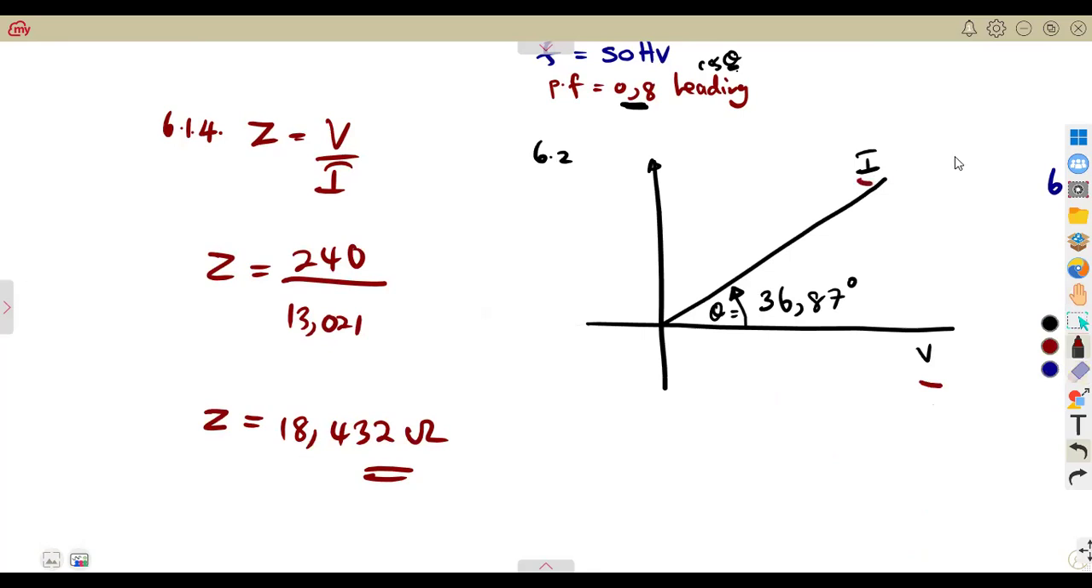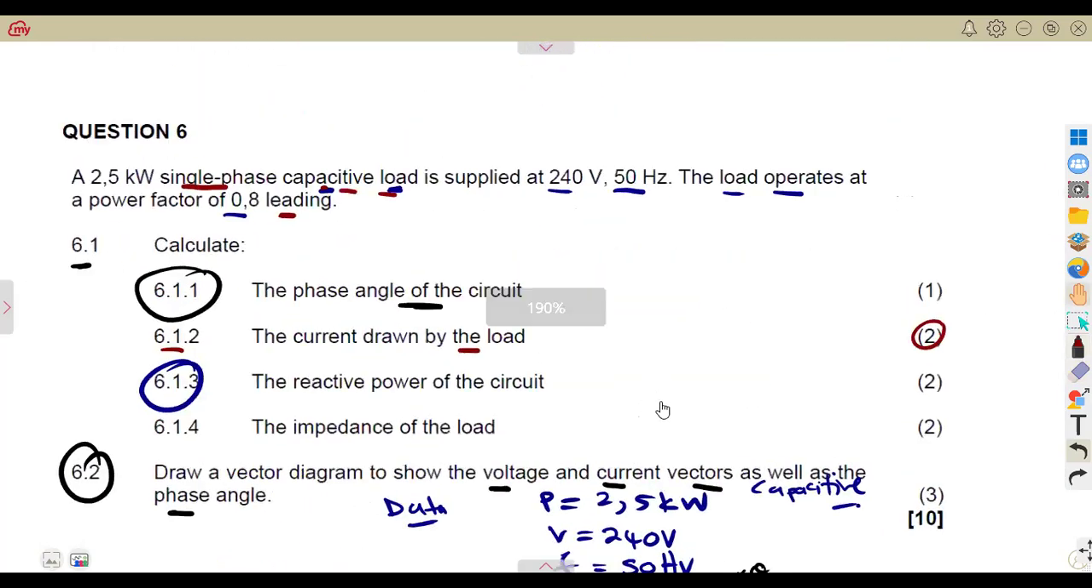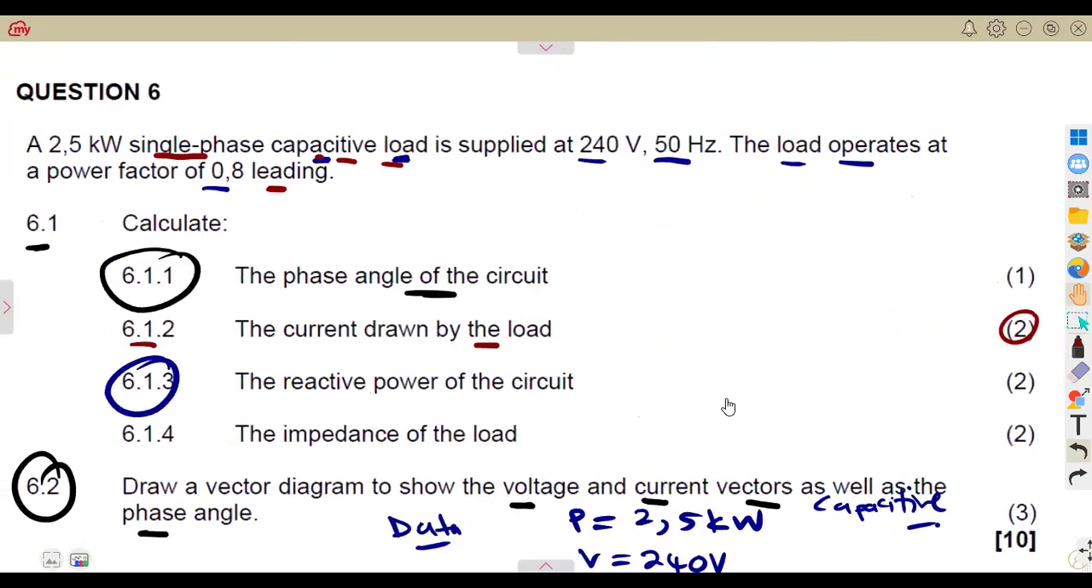So that was your typical question. Working with a single phase, 10 marks. Revise as many questions as you can. These questions, they do repeat now and again. So do revise as many questions as you can.